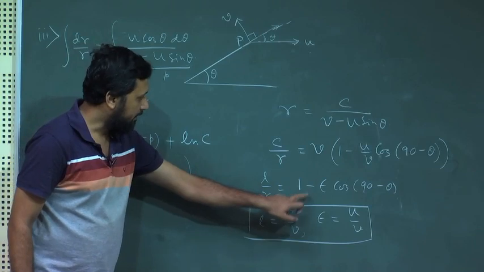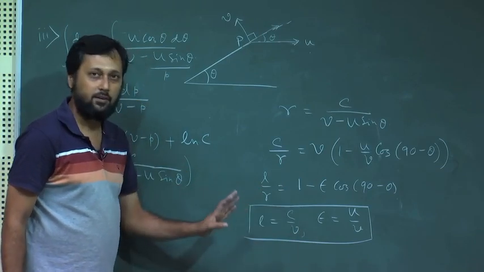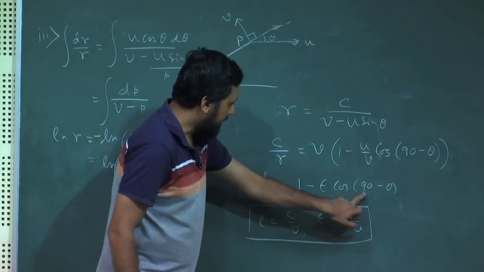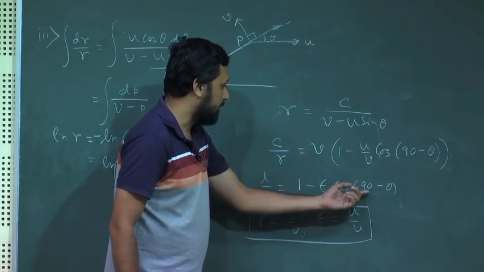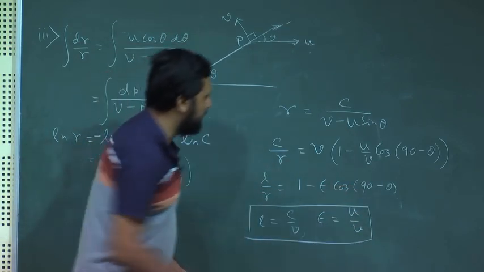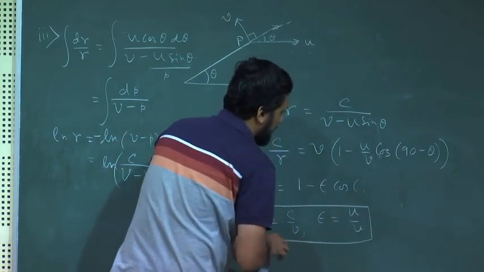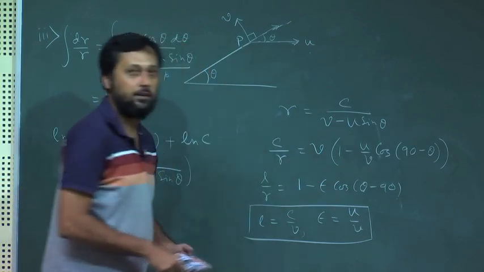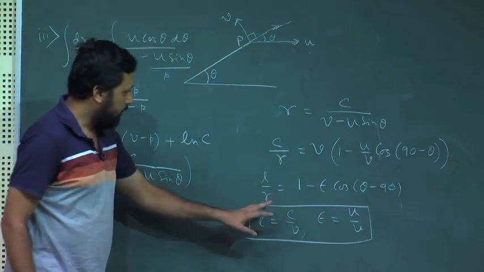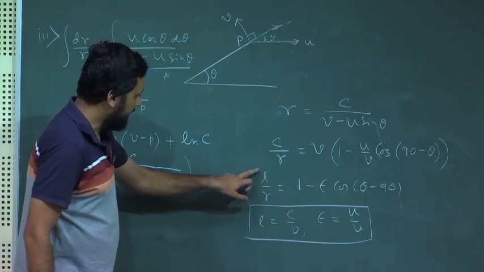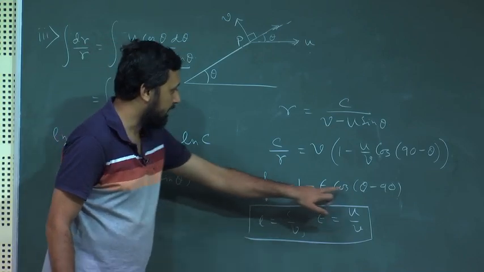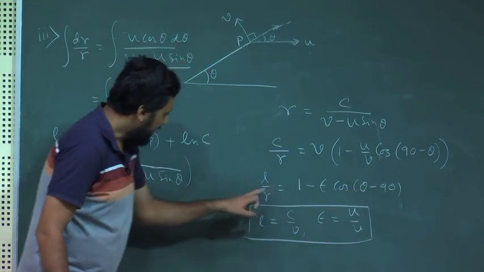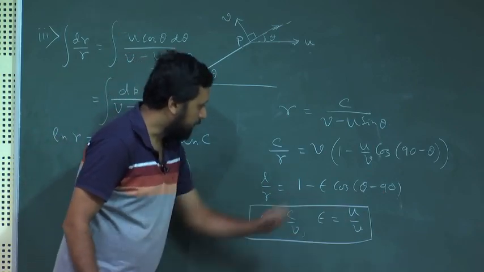Okay. So, we could bring it down to the familiar form. Please recall that plus or minus does not matter, both represent a conic section. We have a reference, so it is of the form theta minus theta 0, because it is cos theta, we can write this also as theta minus 90, because cos of minus theta is equal to cos theta. So, we get the general familiar form of L by R equal to 1 minus epsilon cos of (theta minus theta 0), theta 0 is 90, L is equal to C by V, epsilon equal to U by V.